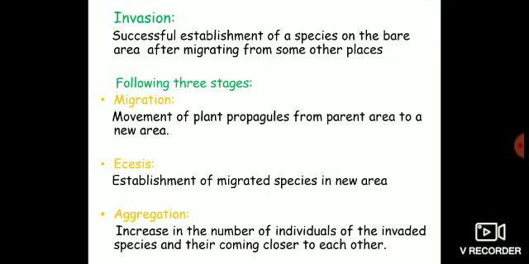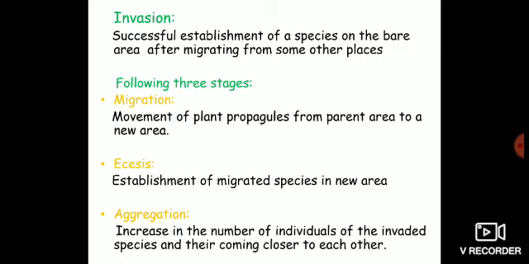The second important event that takes place during the process of ecological succession is invasion. Invasion simply means the successful establishment of a species in the new area, the bare area, after they have migrated from some other places. The bare area is getting species propagules from some other area, and when these propagules become established and form huge populations, we can say that invasion has taken place.